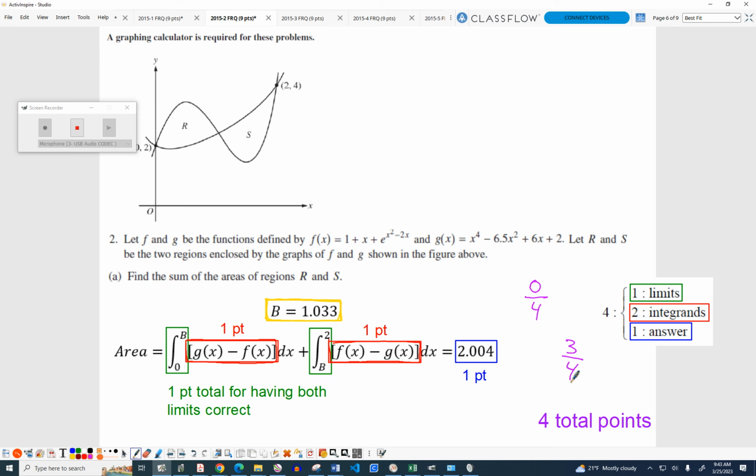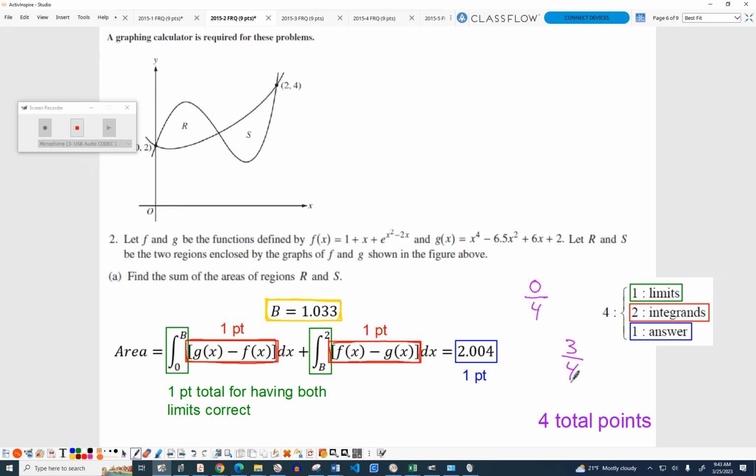And if they didn't explicitly say that they were adding the two, but they did get the answer, so they did 2 separate integrals and then just wrote down the answer, I think we're okay with that. What if they use B, but they forgot to put B equals 1.033? So nowhere on the paper does it say B is equal to this number. They'll lose a point.